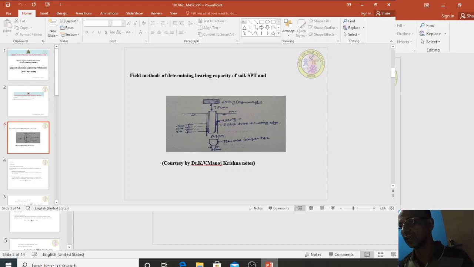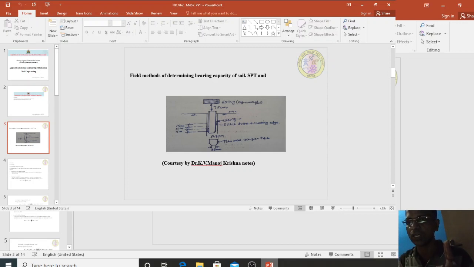Second thing is preparation of the ground. How to prepare the ground? Wherever the SPT test is to be conducted, the top surface of the soil and vegetation is to be removed. Point number one. Point number two, a casing pipe is inserted.